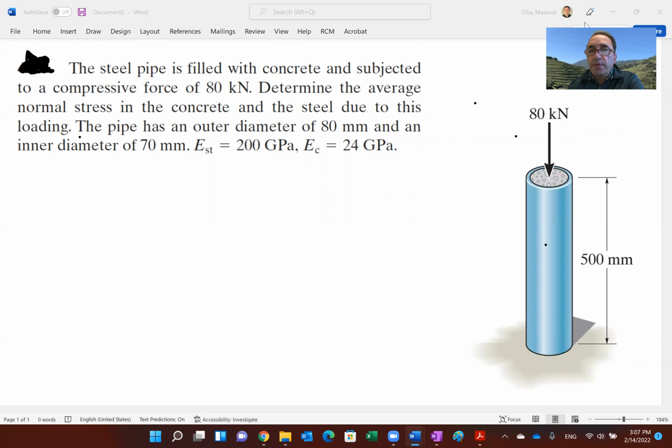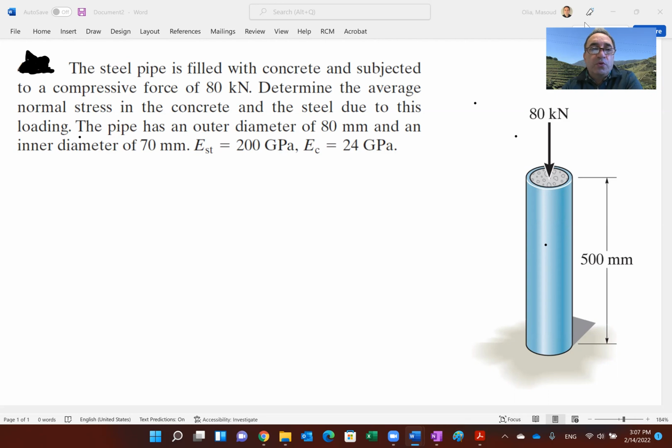I started showing you a problem related to the topic of statically indeterminate. You've seen a bunch of them, actually. If you look under the playlist for strength of materials on my page, you'll find a bunch of them with different forms. This is another example that I think is useful to take a look at.